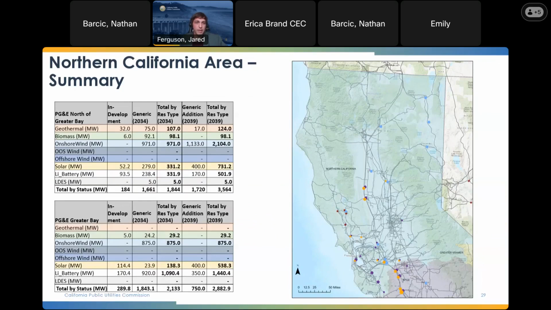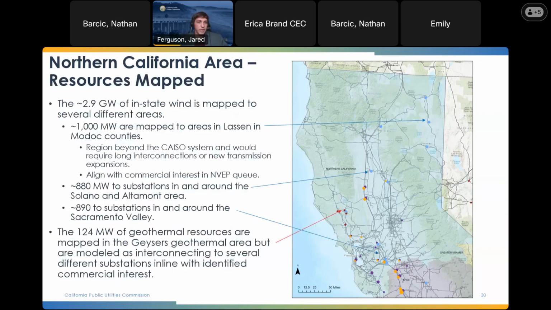This is the same chart just presented by those interconnection zones. I will skip to the next slide. The key resource mapping results I want to highlight, as I was noting earlier, are the amount of in-state wind. In the Northern California area we have about 3 gigawatts, mapped to 3 locations, including the Lassen and Modoc County locations.